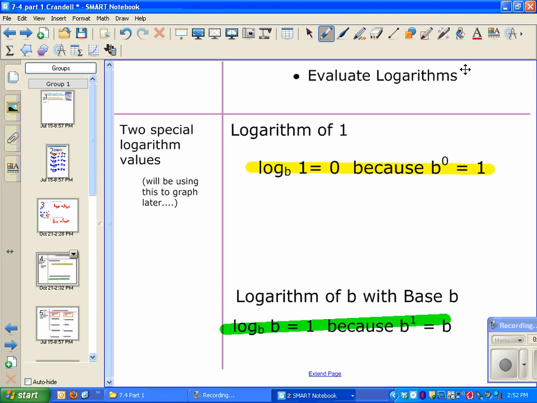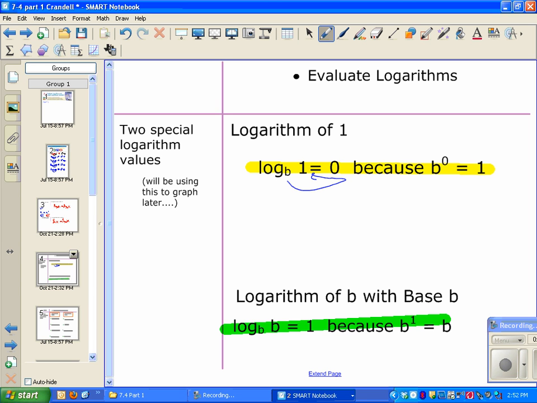Okay, so these are two special logarithm values. We're going to use these to graph, but again, log base b, which means the base could be anything. I could have a log base of 5, 10, 20, anything. So log base b of 1 equals 0, because, again, you do your half smiley face, b to the 0 equals 1. So any base to the 0 power always equals 1.